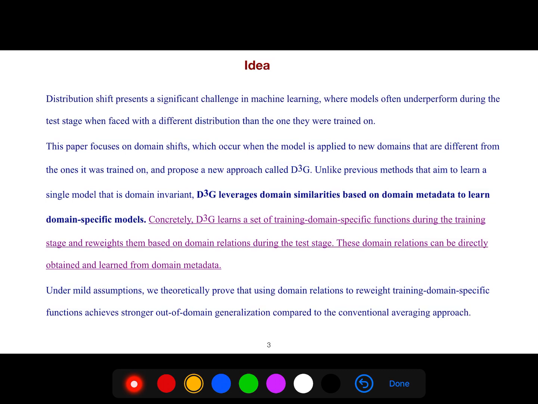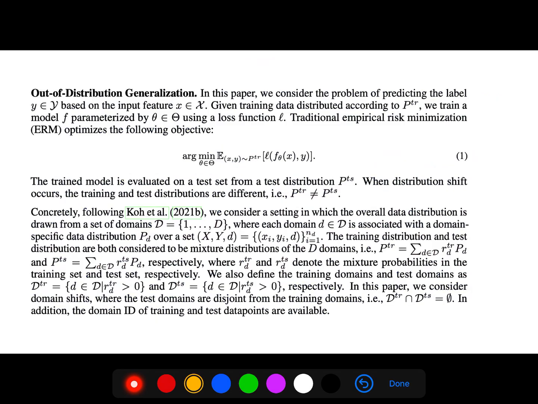Concretely, D3G learns a set of training domain-specific functions during the training stage and reweights them based on domain relations during the test stage. These domain relations can be directly obtained and learned from domain metadata. Under mild assumptions, we theoretically prove that using domain relations to reweight training domain-specific functions achieves stronger out-of-domain generalization compared to the conventional averaging approach.